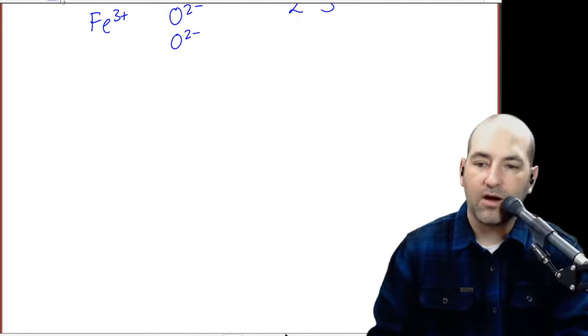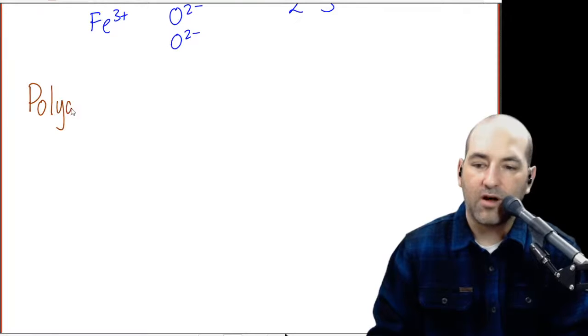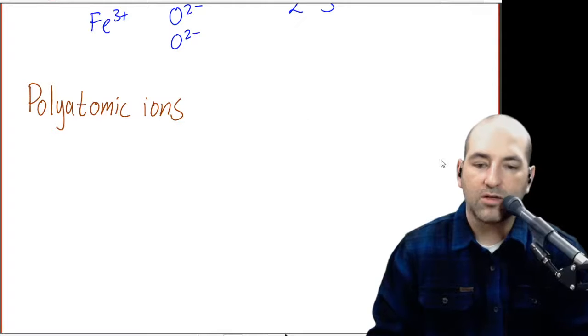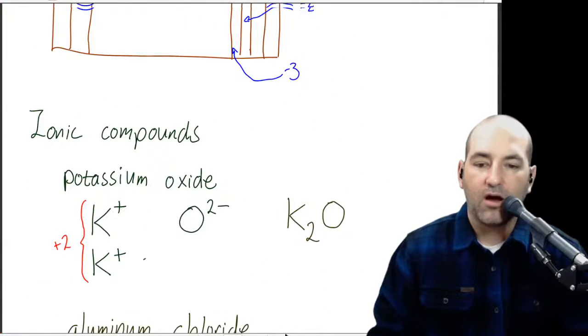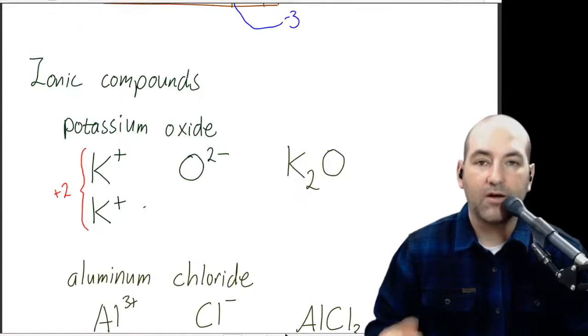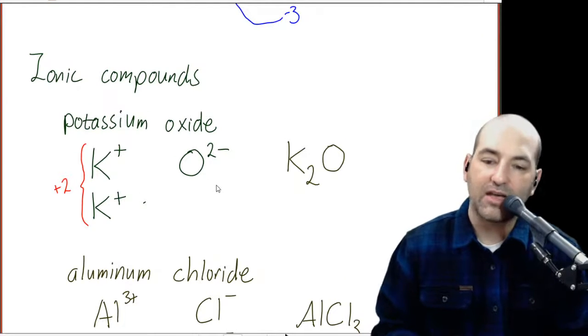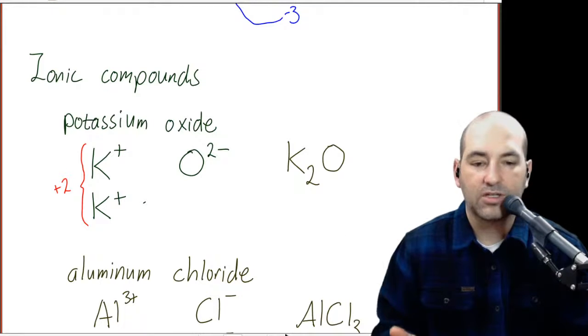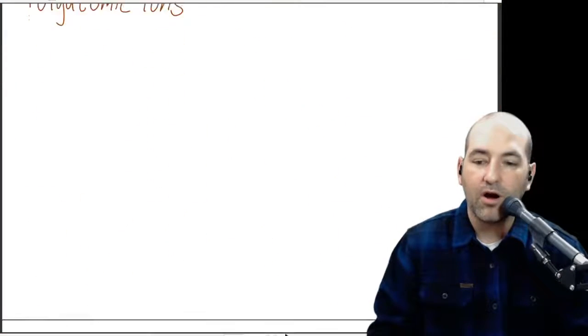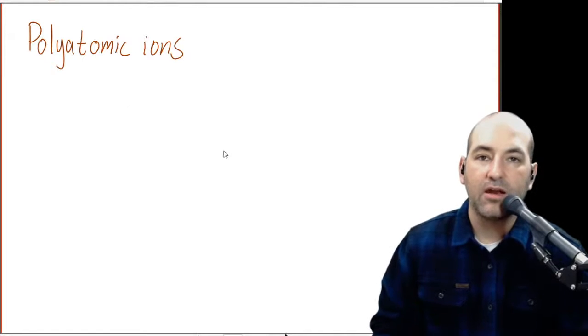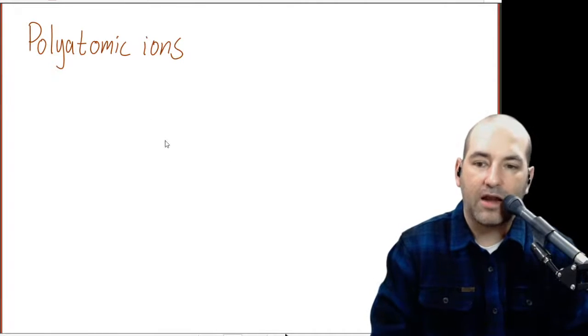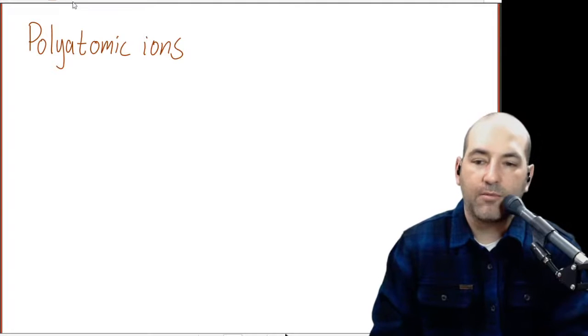Our last category of the ionic compounds are going to be the compounds involving what we call polyatomic ions. So all of these ions that we've seen so far are what we would call monoatomic, meaning they only have one atom. So you've got a potassium ion, it's just K. You've got an oxide ion, it's just O. You've got a chloride ion, it's just Cl, and so on. But there are also common ions that are made of multiple atoms. So I'm going to list some of the common ones here.